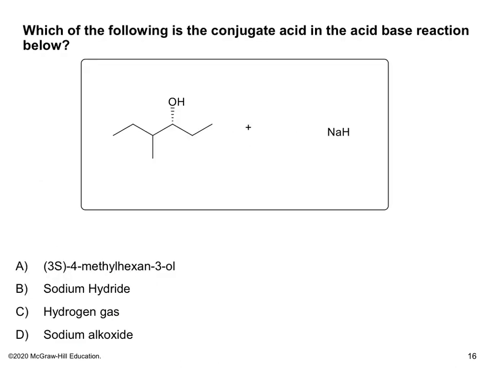Okay, which of the following is the conjugate acid in the acid-base reaction? So here you have the base. So this is the hydride. And here's your acid. So this is your hydrogen that it's going to deprotonate. And those electrons will come and deprotonate that. And then the 2 electrons there will go on to your oxygen.